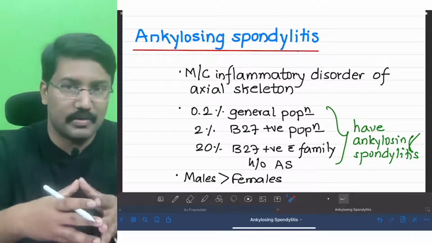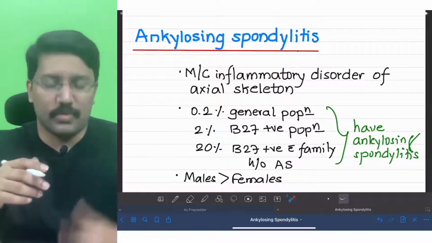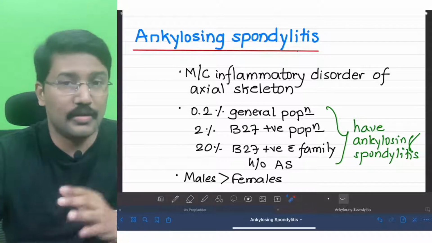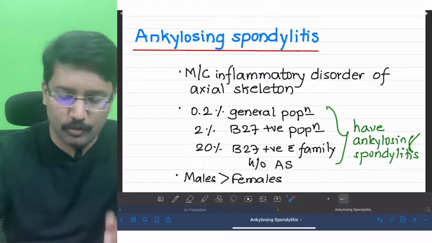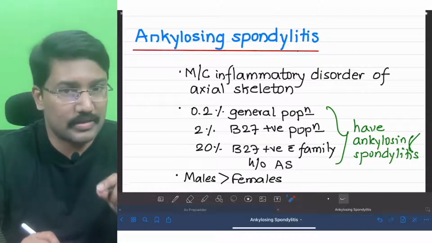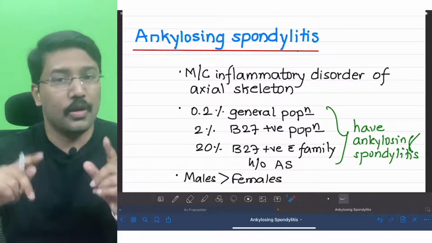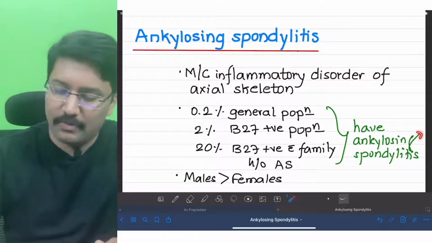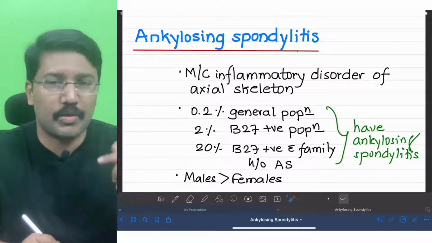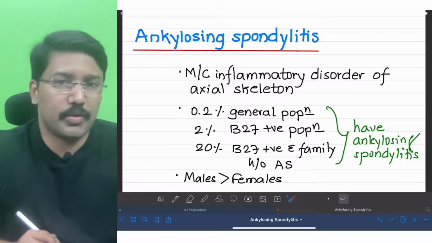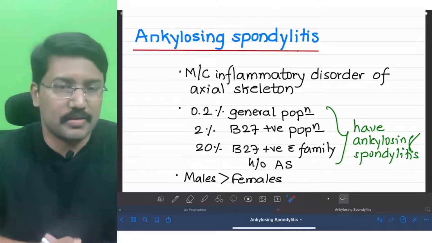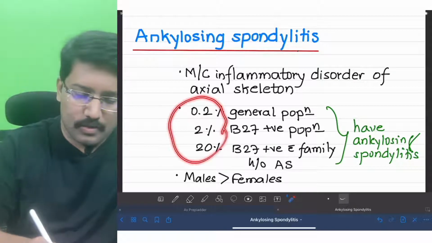Okay, and if you look at the prevalence, there is a thumb rule. We say the thumb rule of 2. 0.2% of the general population has ankylosing spondylitis, 2% of the HLA-B27 positive population has ankylosing spondylitis, and 20% of HLA-B27 positive patients with a positive family history of ankylosing spondylitis have ankylosing spondylitis, right? That is the rule of 2.